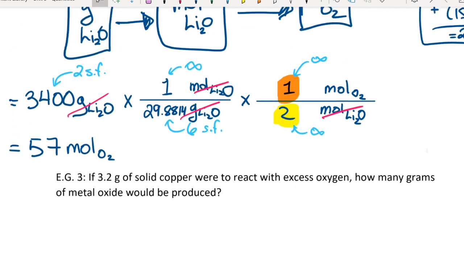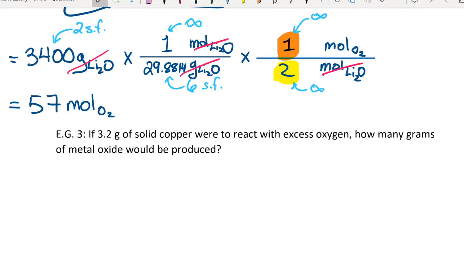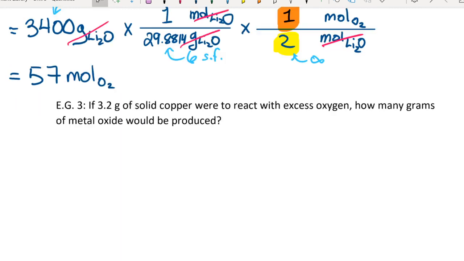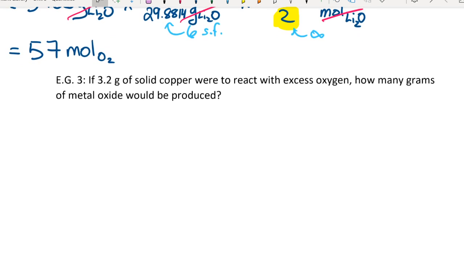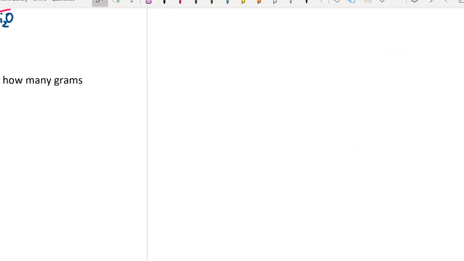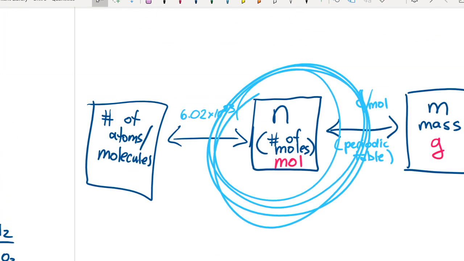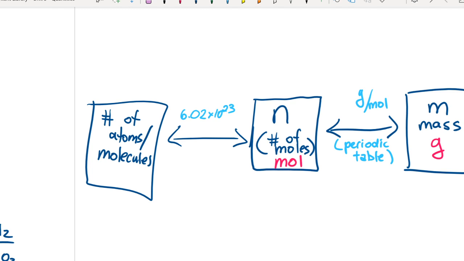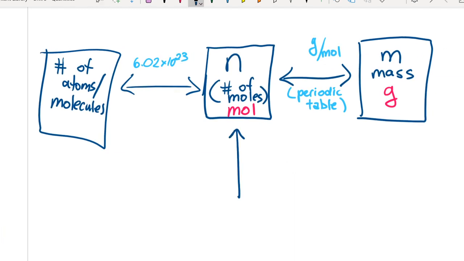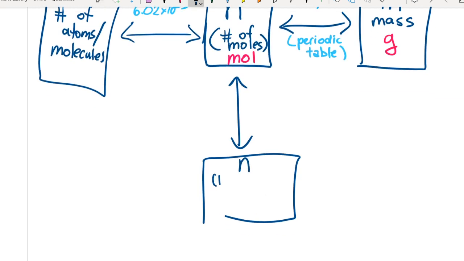Now, the next one, we're going to go even one more step. All right? I'm just throwing you to the wolves. We're just going to do worst case scenario, which is I'm going to tell you how many grams of this we get, and I want to know how many grams of something else we get. We're going to go from grams of one thing all the way to grams of something else. But if you look back here, remember that the central unit, the thing we're always going to convert to, is how many moles. Because also remember, once I know how many moles of one thing, I can know how many moles of something else.